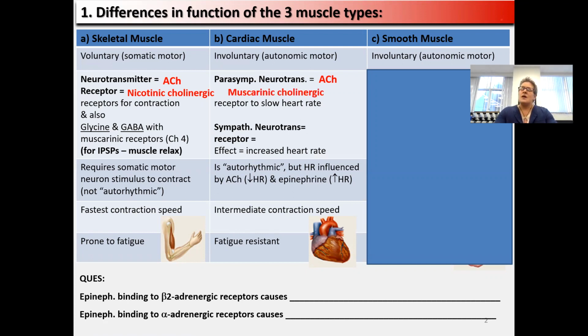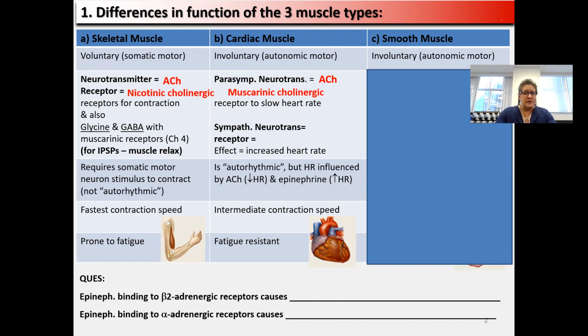Now, the receptor for that acetylcholine is muscarinic cholinergic. So when you think muscarinic, think you must do this action because you have no control over it. So you must is involuntary, and that's a muscarinic cholinergic receptor. And when that neurotransmitter binds to that receptor, it's going to slow your heart rate down.